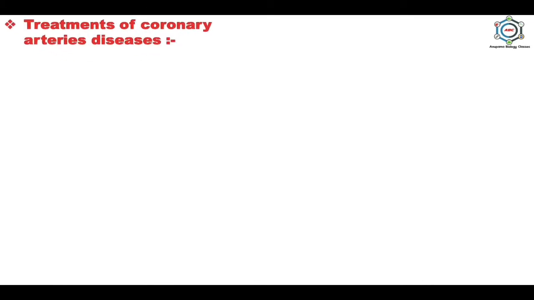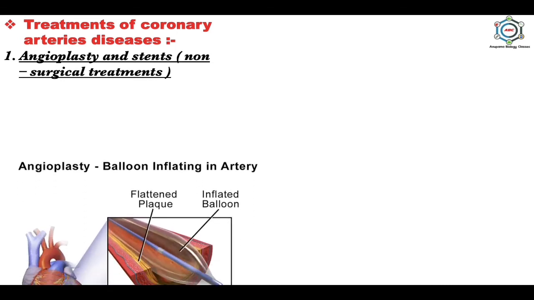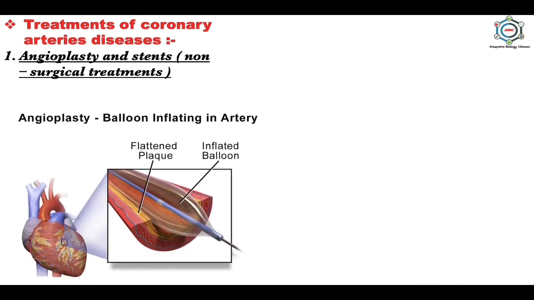Now, the treatment of coronary artery disease, which is of two types. The first one is angioplasty and stents. These are the non-surgical treatments, in which the first is angioplasty, or balloon angioplasty. In this picture, you can see balloon angioplasty, which involves the introduction of a catheter with a deflated balloon on its tip into the body, usually through the leg. The catheter is threaded through the blood vessels into the blocked heart arteries. So, the balloon is inflated to open the blood vessels to improve the blood flow in them.